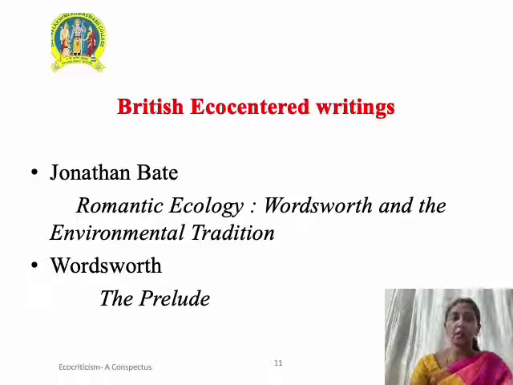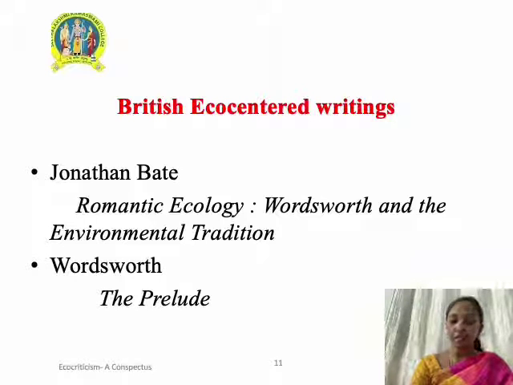1790s. The founding figure on the British side is Jonathan Bate, who authored the book called Romantic Ecology: Wordsworth and the Environmental Tradition. In Britain, the Romantic poets reacted strongly against the emphasis on reason and sought new ways of expressing their thoughts and feelings. For example, Wordsworth celebrates the beauty and mystery of nature in some of his most famous lyrics. His autobiographical work, The Prelude, records the poet's understanding of nature.